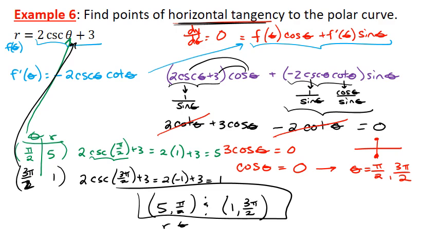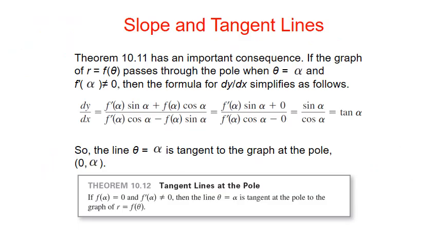Now, this really wraps up the lesson. On this slide here, just read through this. These are referred to as tangent lines at the pole. I'd like you to watch the CalcView video, number 77, section 10.4. That will give you another example to look at.